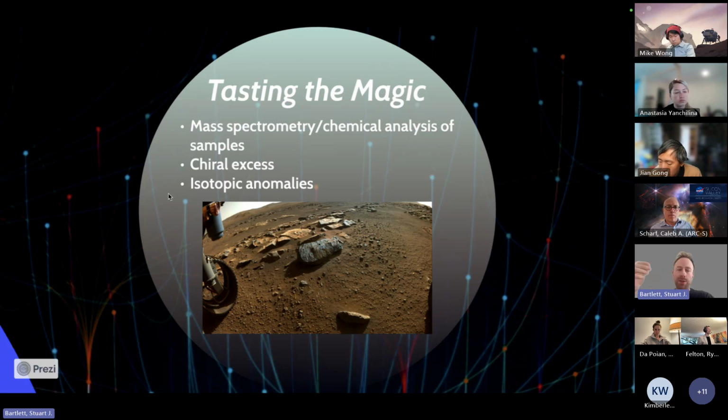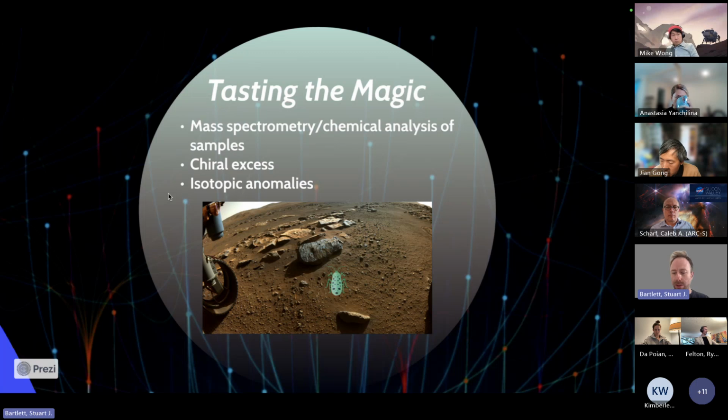Now, for things like carbon and nitrogen and several other elements, life prefers using lighter isotopes rather than the heavier isotopes. So we can look for isotopic anomalies. Once again, false positives, false negatives. There were some interesting recent results on the isotopic side on Mars, but there are also potentially ways that these could be explained with abiotic means.